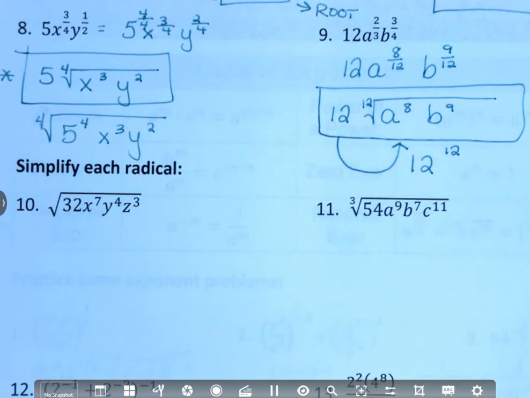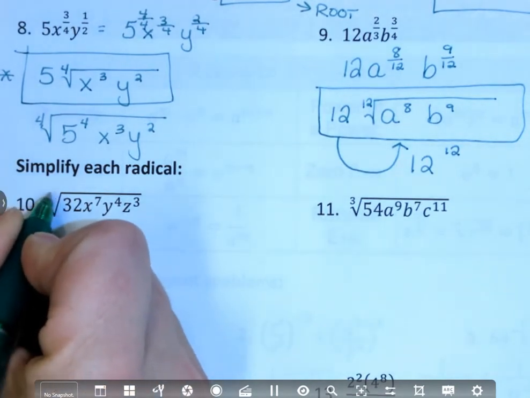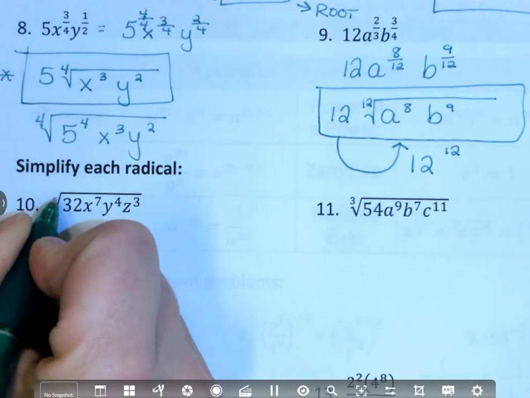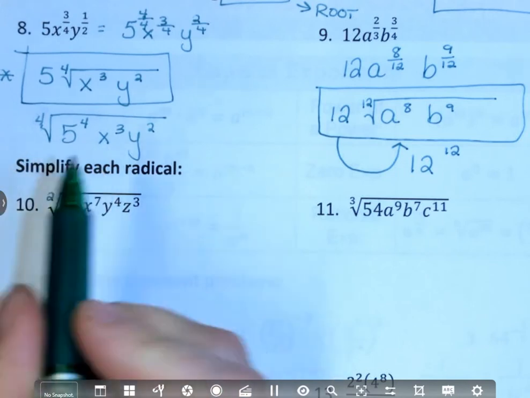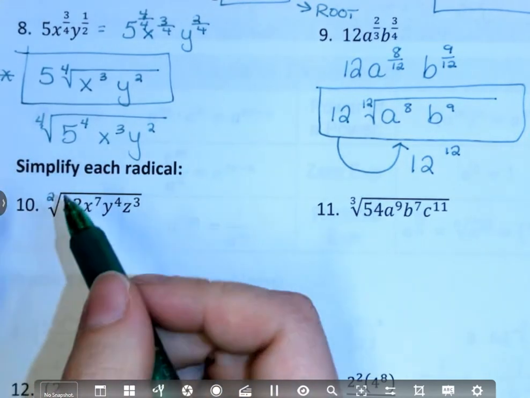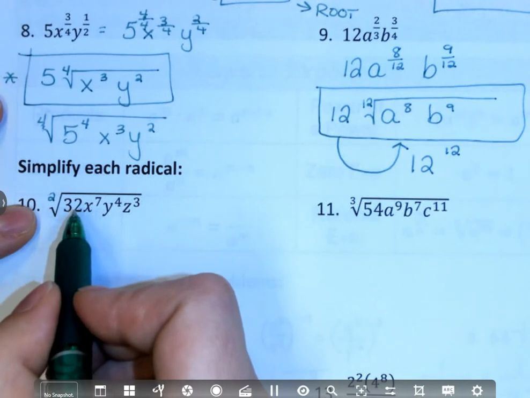When it says simplify each radical, that means your final answer, if it has exponents, will have radicals, not fractional exponents. But you want to think, what power is here? Squared, or the second root. So sometimes that works out great. What is the square root of 32?